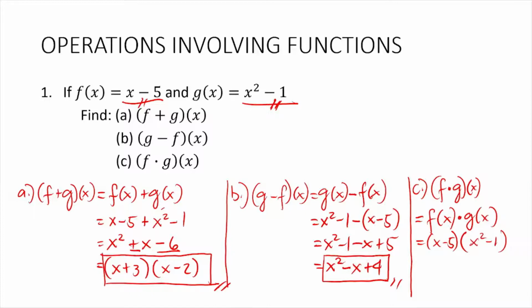And then, again, we want the final answer to be in factored form, right? So there's no need to distribute or expand. So we can just simply say this is the final answer, or we can factor further, right? So x minus 5, and then we can factor further x squared minus 1. x squared minus 1 is a difference of two squares. So this is factorable by x plus 1 and x minus 1, right?